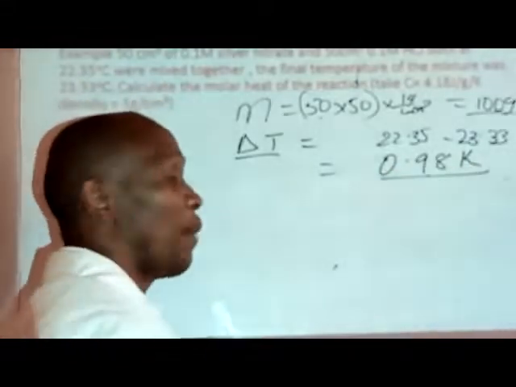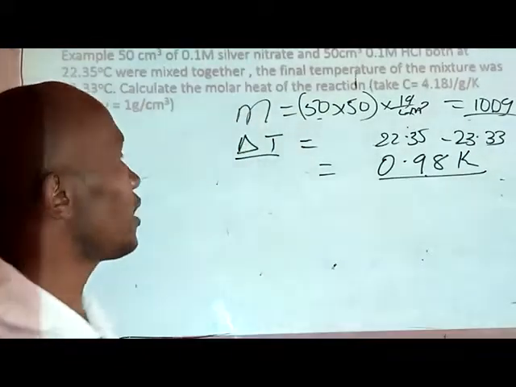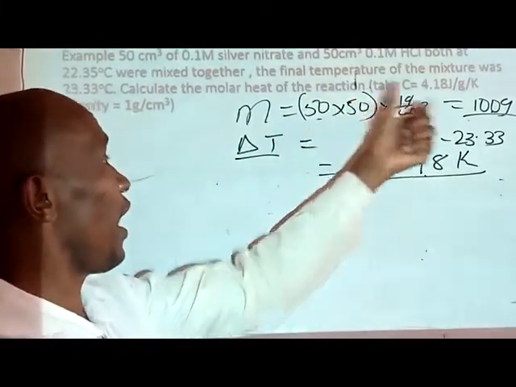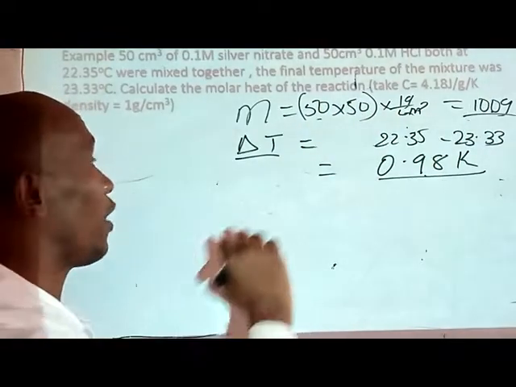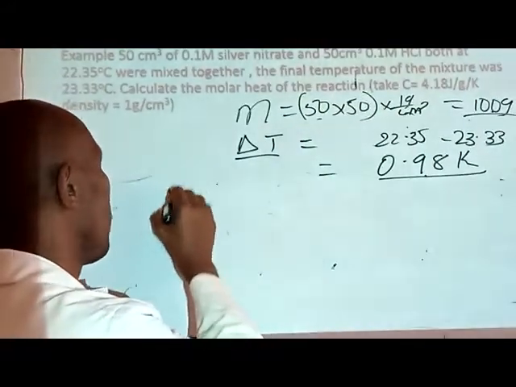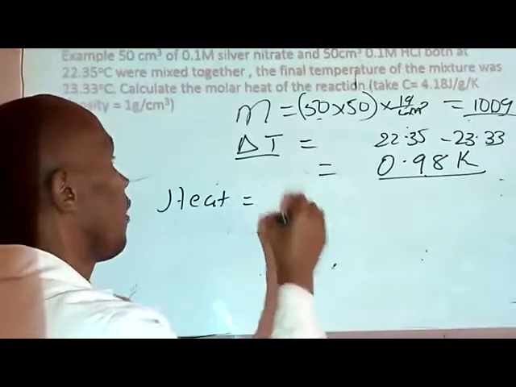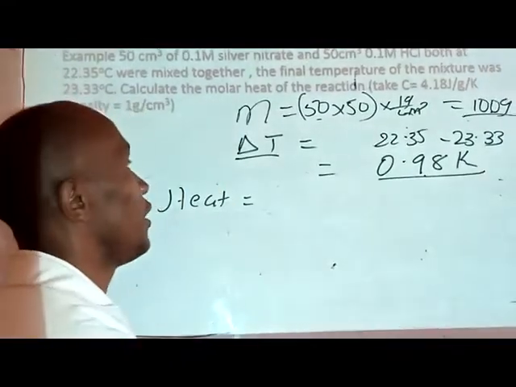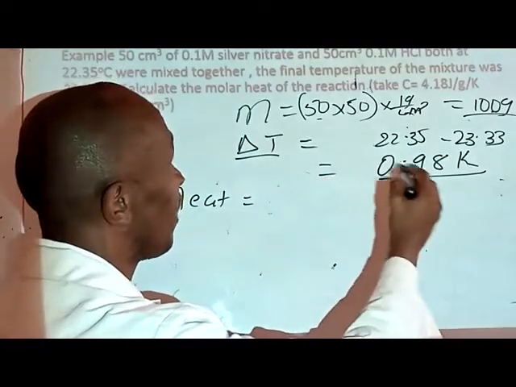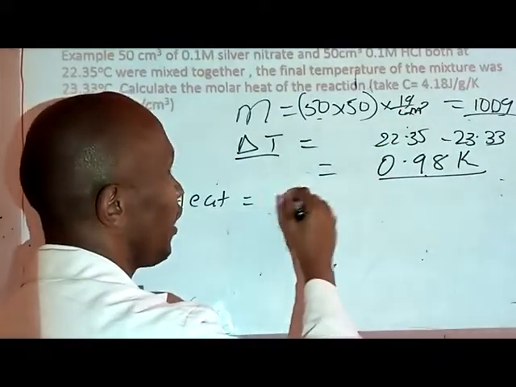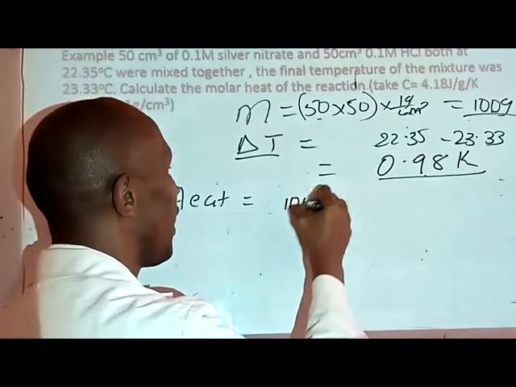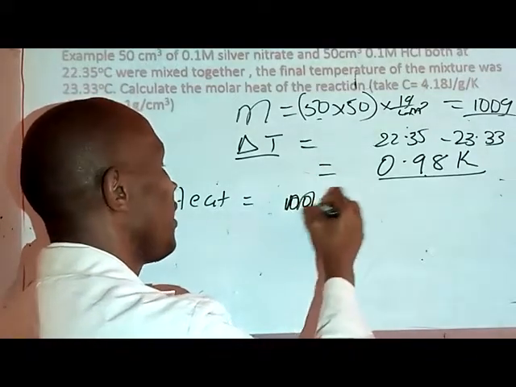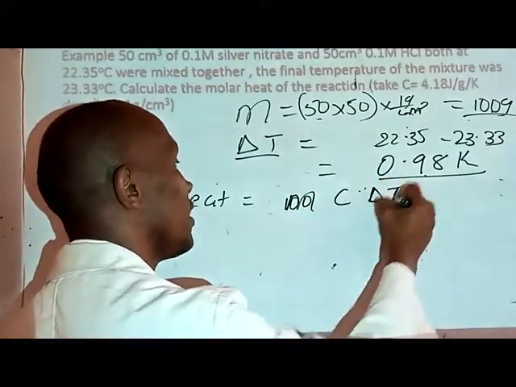0.98 Kelvin is my delta T. So I have the M, I have the delta T, and what now do I need to get? The amount of heat. The amount of heat that is absorbed by the surrounding. What does that amount to? That is mass 100 grams MC. Let's write the expression MC delta T.